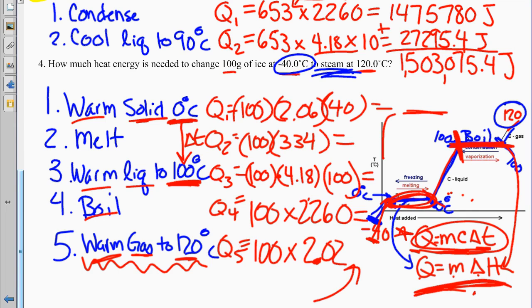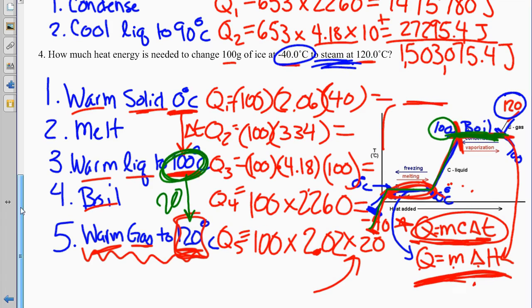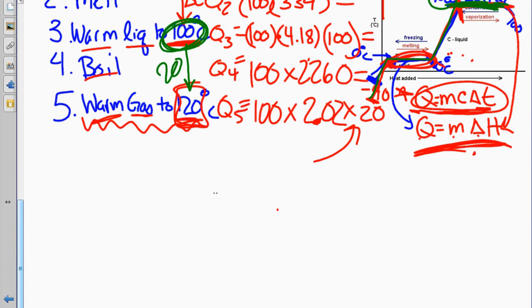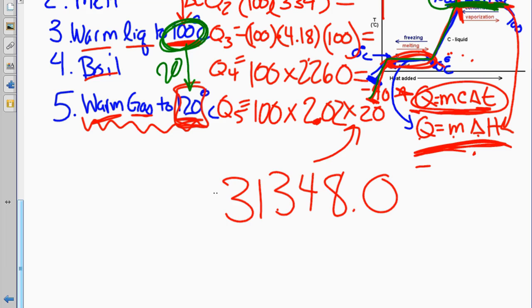Now, a lot of people might say, oh, let's put 120 in there, okay, which is not our delta T. We have already paid to heat it to 0, to melt it, to heat it to 100, and to boil it. We are all the way up here. You have already paid to heat it to 100. So all we have to do is go 20 more degrees. So this delta T is 20. When you add those all up, you should get a final answer of 31348.0 joules. So again, you're multiplying across and you're adding.